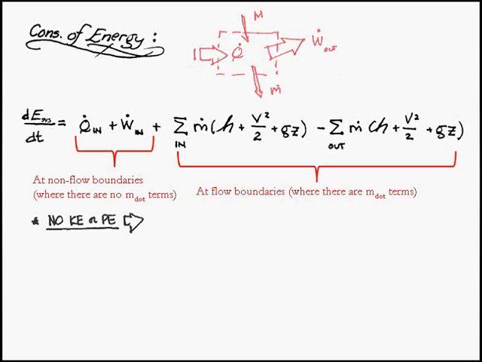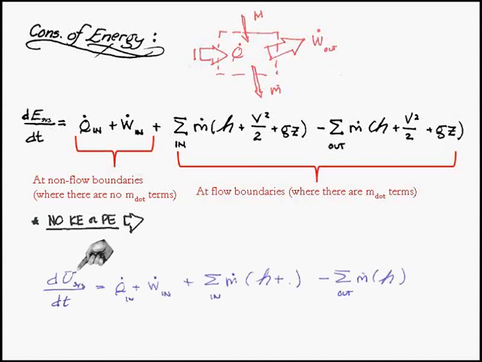Okay, well, I'm hoping what you came up with was something that looks like that. Notice that there's no v squared or gz terms in the mass flow rate terms. That's because those are kinetic and potential energies. Also notice that the dE/dt term on the left-hand side became a dU/dt term. Only internal energy is important. So kinetic and potential energy of this system was also ignored.